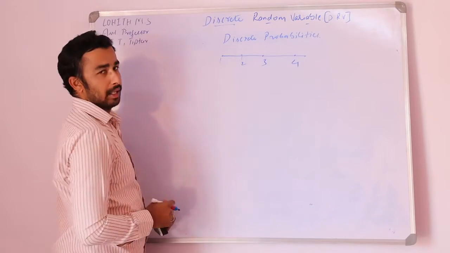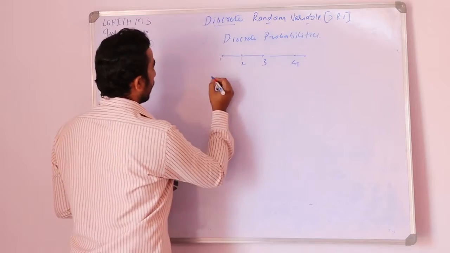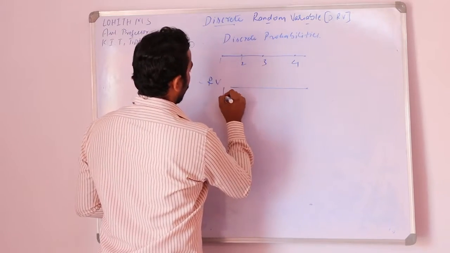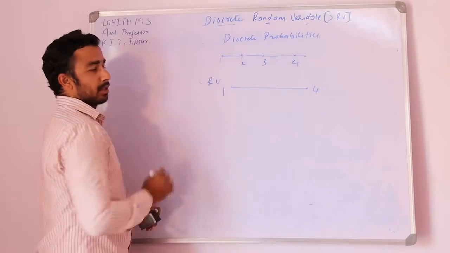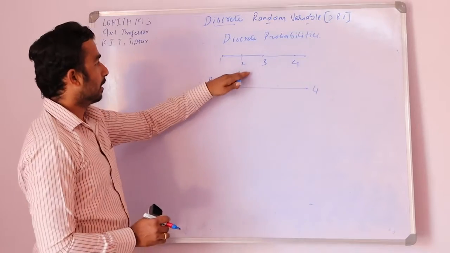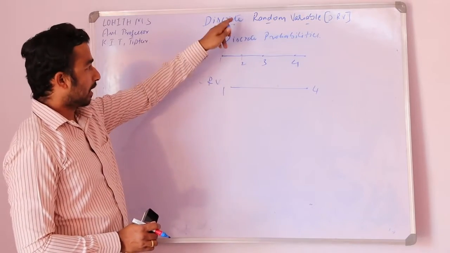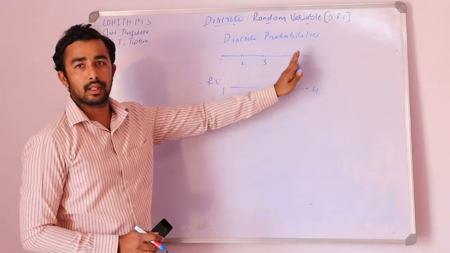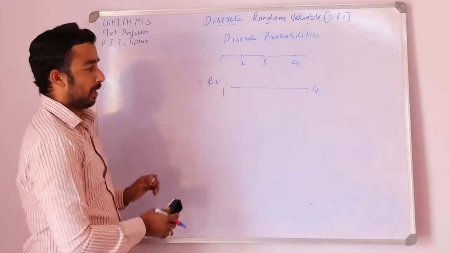It has discrete values. For a continuous random variable, it is continuous type from 1 to 4; it can take any value between 1 and 4. But here, in a discrete random variable, it has only 4 values, that is 1, 2, 3, 4. So it is a discrete random variable.